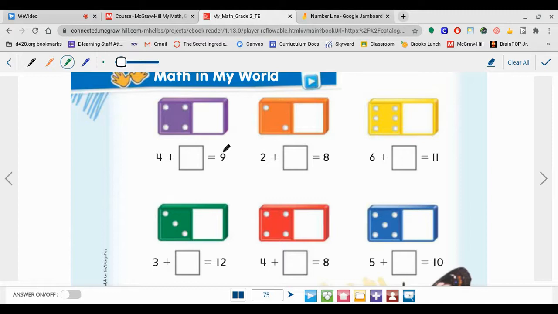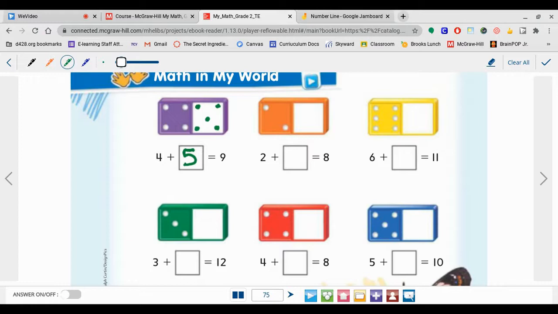And the way that I'm going to do this is I'm just going to add dots to my domino and then see how many I needed. So I start with my 4 and I'm going to stop when I reach 9. So I'm at 4 and go ahead and do this with me. So I've got 5, 6, 7, 8, 9. How many dots did I have to draw? Well, I had to draw 1, 2, 3, 4, 5. So 4 plus 5 equals 9.